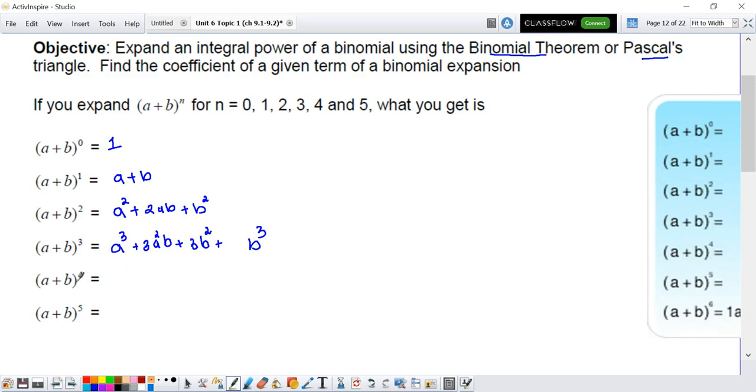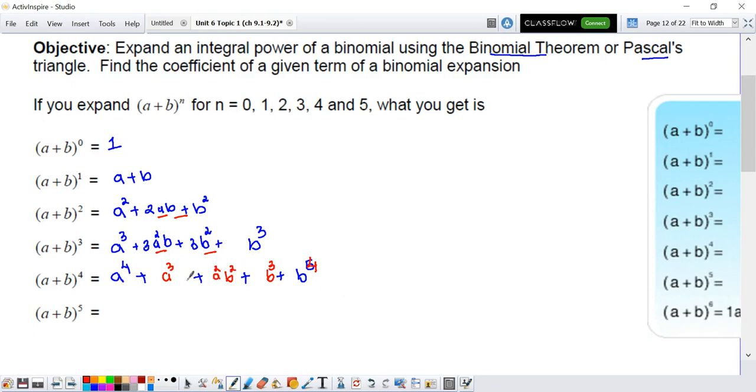So what will be (a plus b) to the fourth power? We expect that there will be five terms. And you can see what the pattern will be here. So let's explore the pattern. We can see that this is a to the fourth. This is a power of a squared, so this would be a to the third b, and this would be a squared b squared. Then a b to the third, and b to the fourth.